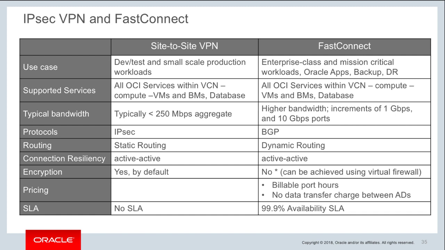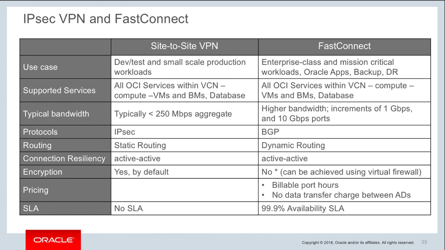If you are moving towards more of an enterprise class and production workload, then it's best to use FastConnect because it gives you a dedicated private connection which has a specific bandwidth and a specific latency associated with the connection, and you can have multiple different redundancy options associated with the FastConnect service as well. For supported services, all of the OCI services are supported with both of the connection options. So you can use IPsec VPN or FastConnect, and all the services are supported.